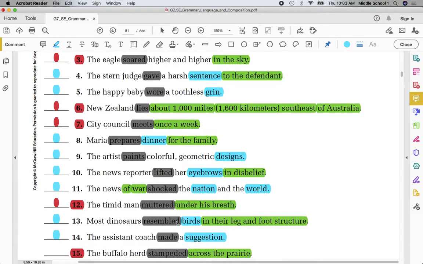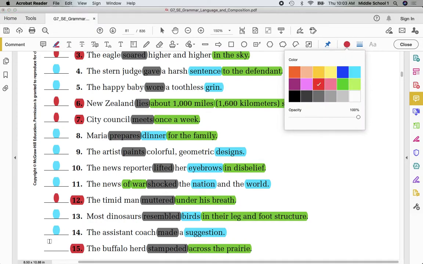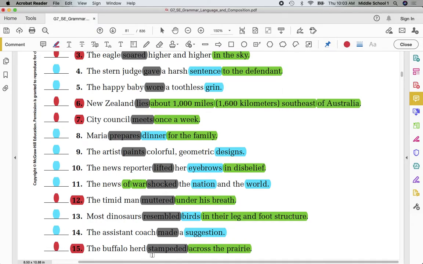15. The buffalo herd stampeded across the prairie. Stampeded. What? There's nothing there. This is a prepositional phrase, across the prairie. Therefore, I call it intransitive.